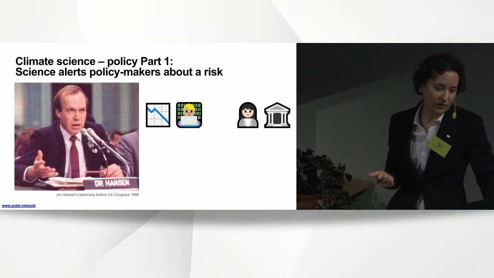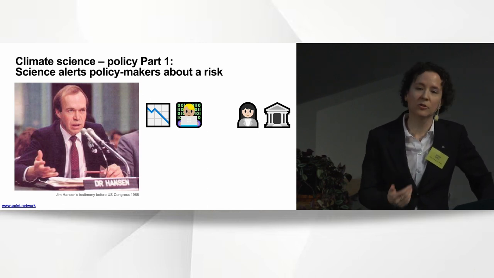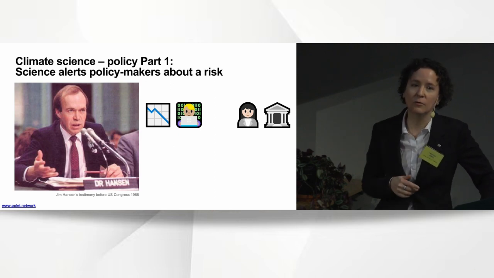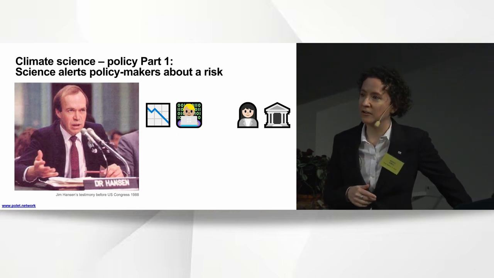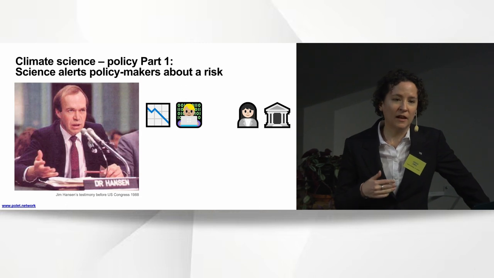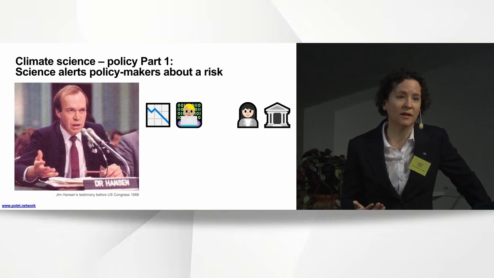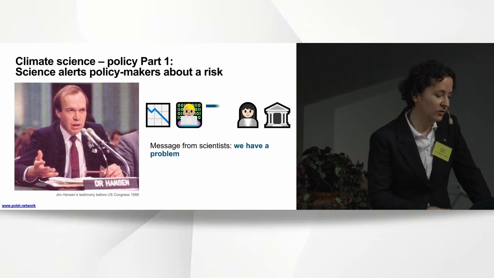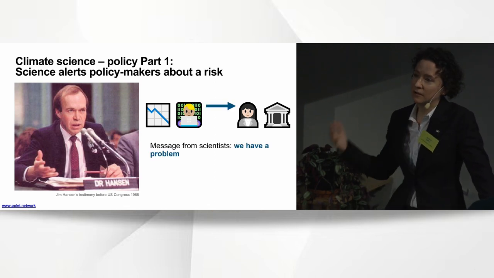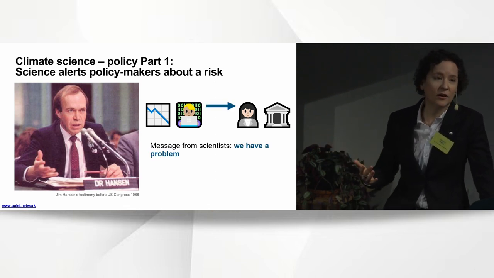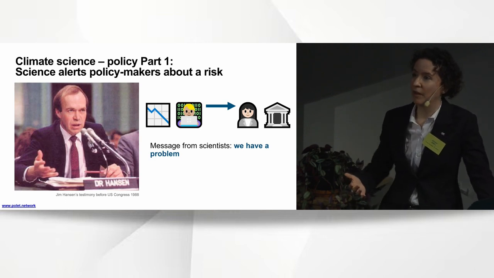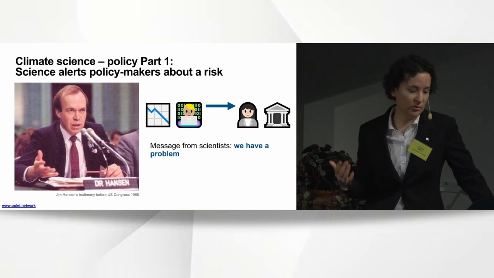And the first phase was when science alerts policymakers about the risk. So this is James Hansen. He was the director of the NASA Goddard Center in the US. And the scientific community had realized that climate was changing, that there was global warming. And Jim Hansen came to the US Congress on a really hot August day in 1988, and he said, we have a problem. This is going to pose risks to our society.